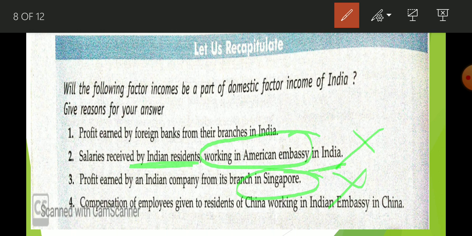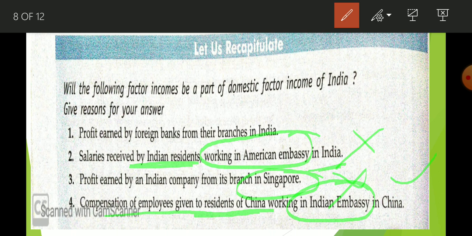Okay, now next question is compensation of employees given to residents of China working in Indian embassies. So it will be included. I had told you, all Indian embassies that are located in the rest of the world will be part of Indian domestic territory. And in the same way, all foreign embassies that are located in India will not be part of our country.